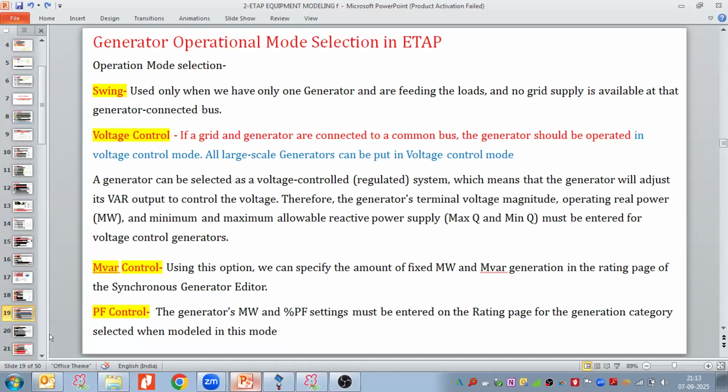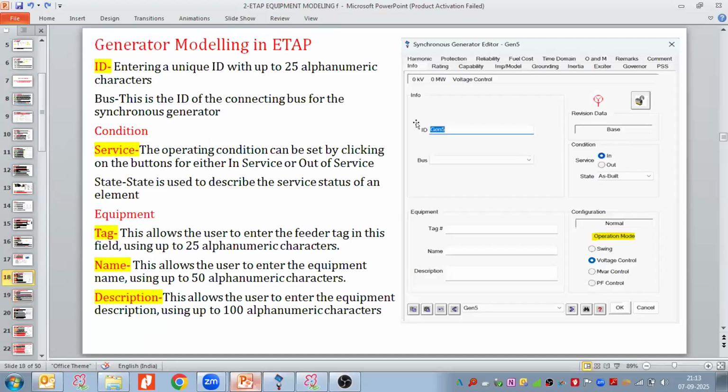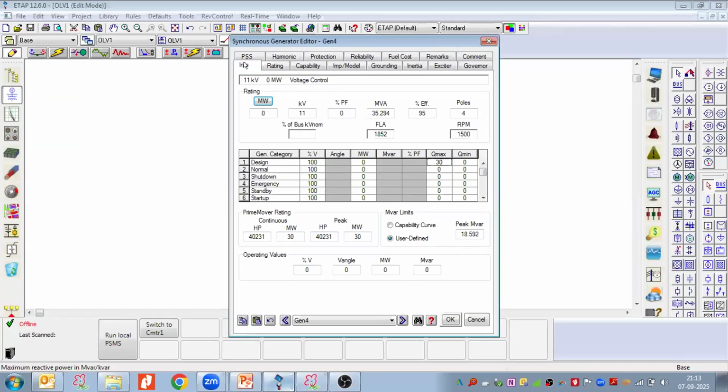But MVAR control and PF control mode options are also available. We can model this in case it is required for any specific project. So this is my info page. In that we have discussed all the parameters, what parameters we have to select. So going here and then info here.